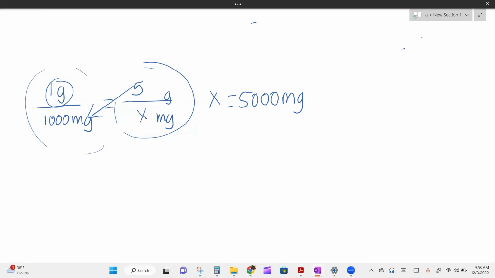So you can see it, 1 gram is 1,000 milligrams, so 5 grams has to be 5,000 milligrams, right? Because if 1 gram is 1,000, 2 grams is 2,000, 3 grams is 3,000, 4 grams is 4,000. If you can train your mind to think like that, you might not even have to do these in your head at some point.